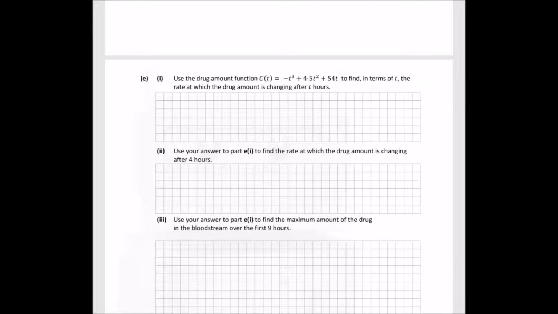Use the drug amount function to find, in terms of t, the rate at which the drug amount is changing after t hours. Rate of change. Okay, straight away that should be an alarm bell for you. It's differentiation. So it's minus 3t squared plus 9t plus 54, and that is dC/dt. Okay, so there's our differentiated formula.